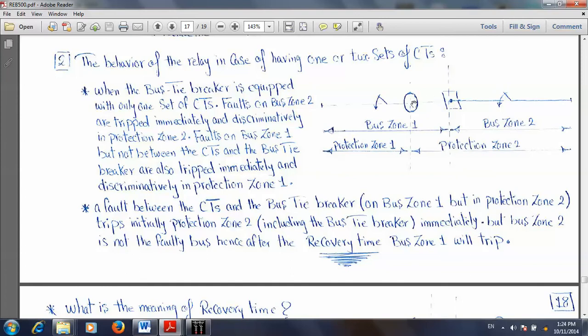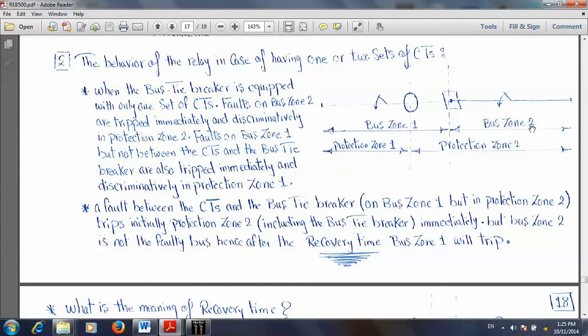So in case of a fault between the CT and circuit breaker, it means this fault is included in protection zone 2, not in protection zone 1, because all currents here will be added together, going to the fault, passing through the CT, so the bus section CT will be stable with the feeder CTs. It means bus zone 1 will be stable, but for bus zone 2, all currents here added together going to feed the fault are not stable with the bus section CT, because all of them go here to the fault, not passing through the bus section CT.